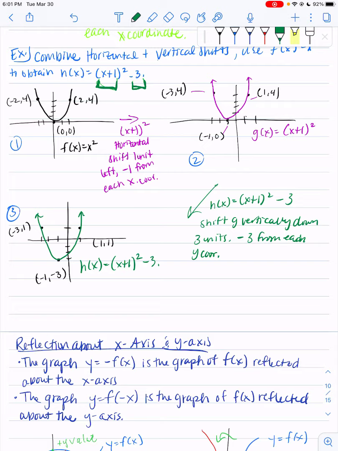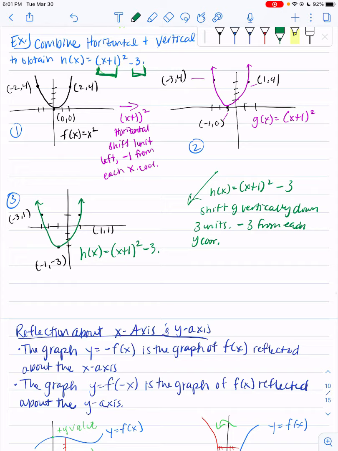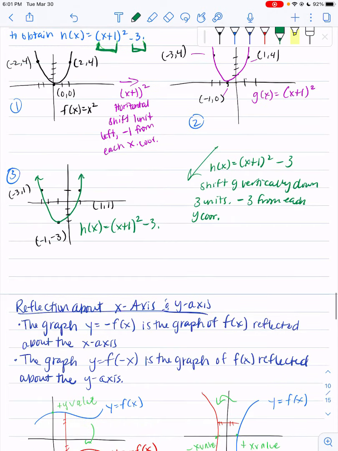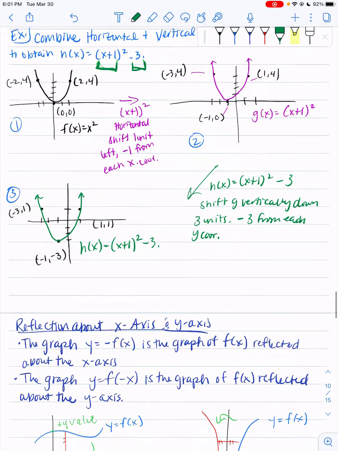So I have 4, 0, and 4 as my y coordinates. Now I keep the x coordinate and I'm just dealing with the y coordinate. So I have negative 3, 1, because I'm subtracting 3 from 4. I have negative 1, negative 3, and 1, 1. So that's my function. I have x plus 1 squared minus 3. So we're good to go.